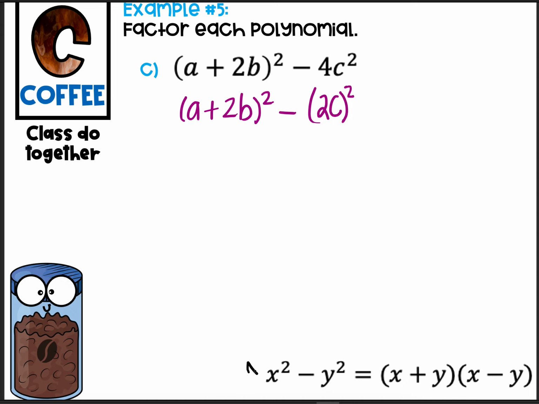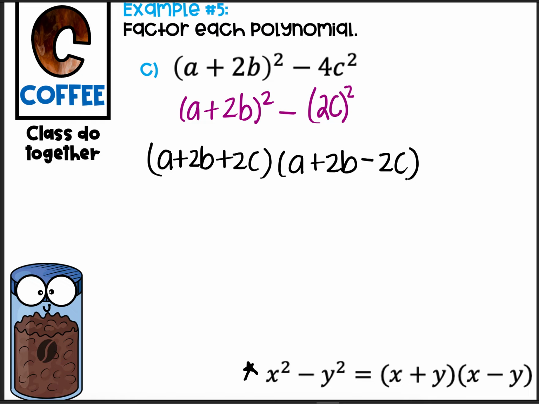If I use this formula right here, I will rewrite this as a plus 2b plus 2c times a plus 2b minus 2c. And this is my factor form.